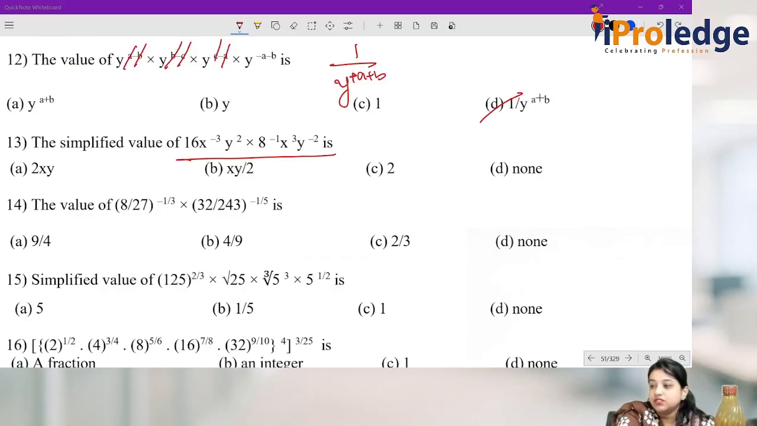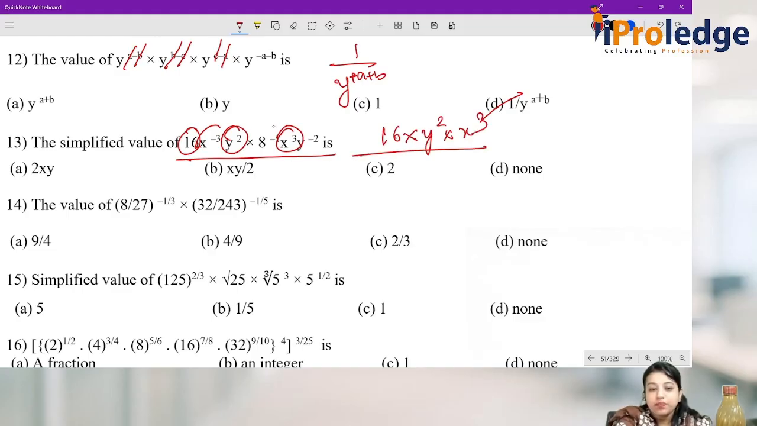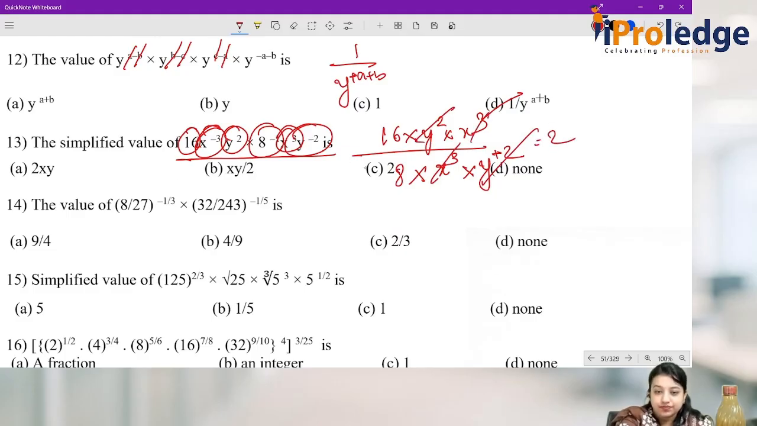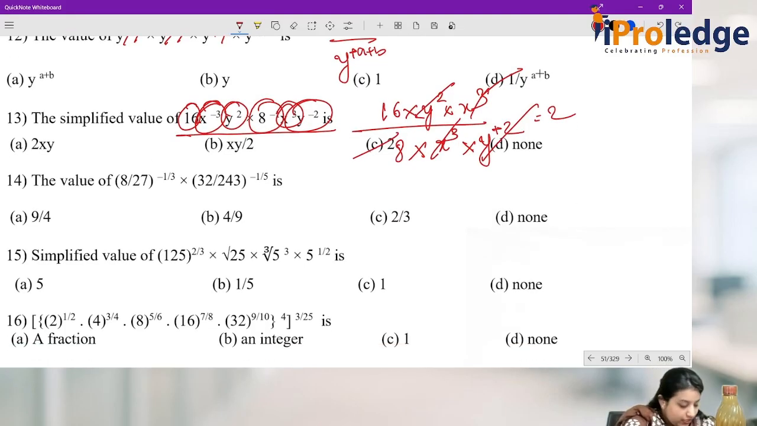What happened? Which one is positive? 16 y square x cube. 16 into y square into x cube. So the negative power is 8. Next, x to the power of minus 3 when taken below becomes x to the power of plus 3. Y to the power of minus 2 when taken below becomes y to the power of plus 2. They get cancelled. The answer is 2. Okay. Next.